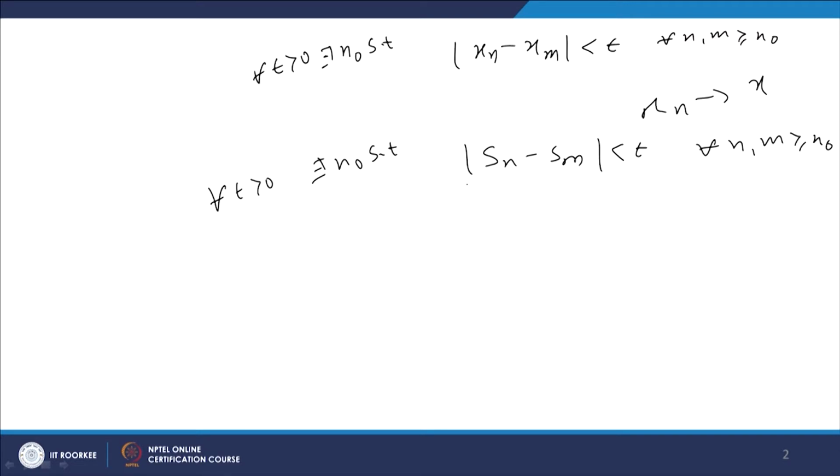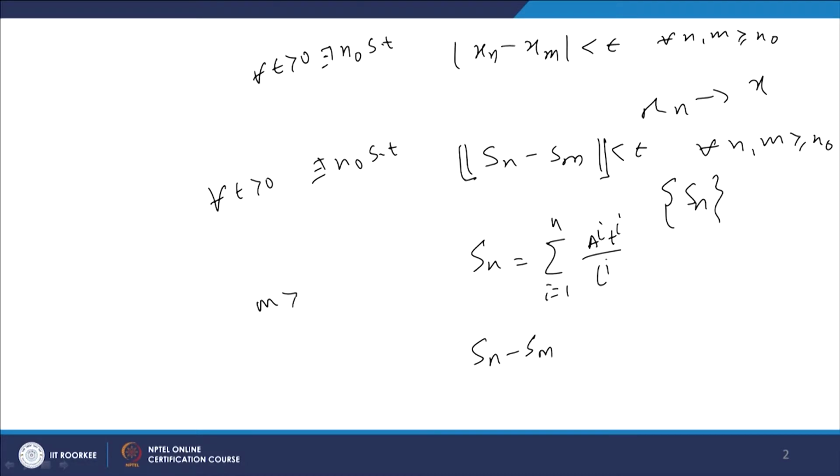The only thing is that here the modulus is replaced by the norm. So, we want to check whether this sequence S_n of matrices satisfies the Cauchy criterion or not, where S_n is defined as summation i equal to 1 to n of A to power i t to power i upon factorial i. Will this satisfy the Cauchy criterion or not? So, if you look at S_n minus S_m, let us assume that m is bigger than n.